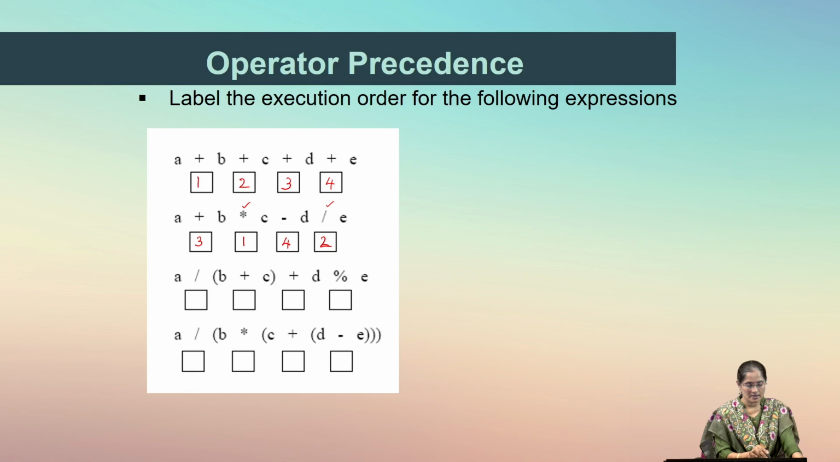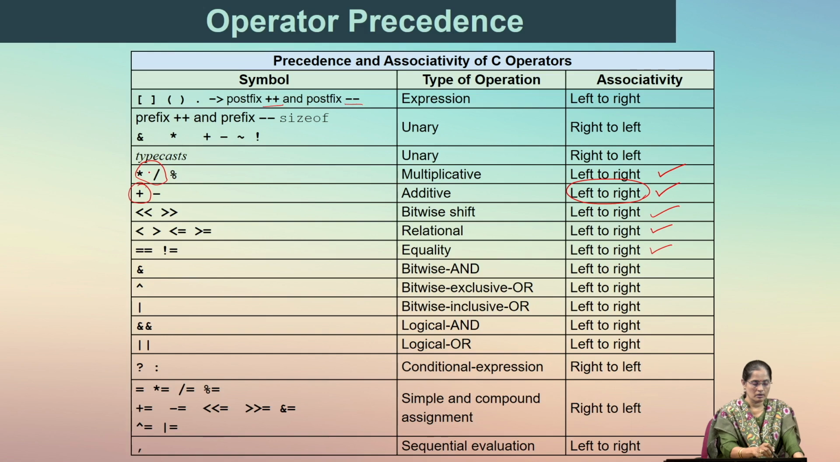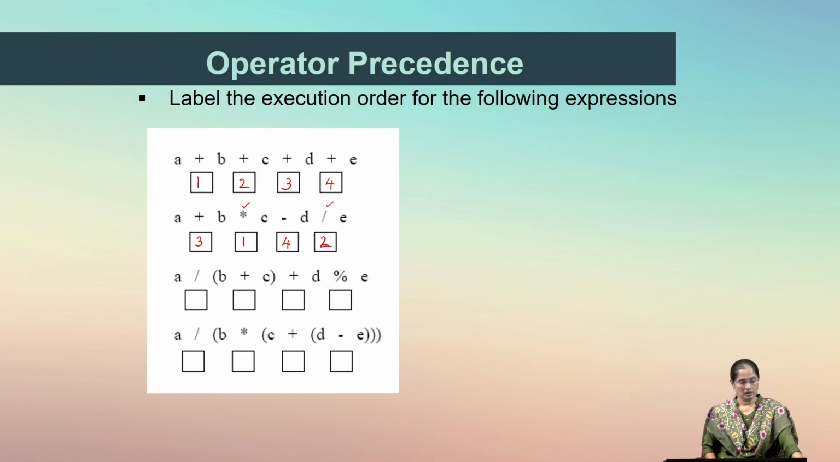The next expression has slash, plus, plus, modulo, right. So, we will go back to the table. Asterisk, division, modulo are at the same level. So, division and modulo are at the higher level, okay. But then we have another parenthesis here. The parenthesis has the highest priority to be evaluated, irrespective of the order of the operators.